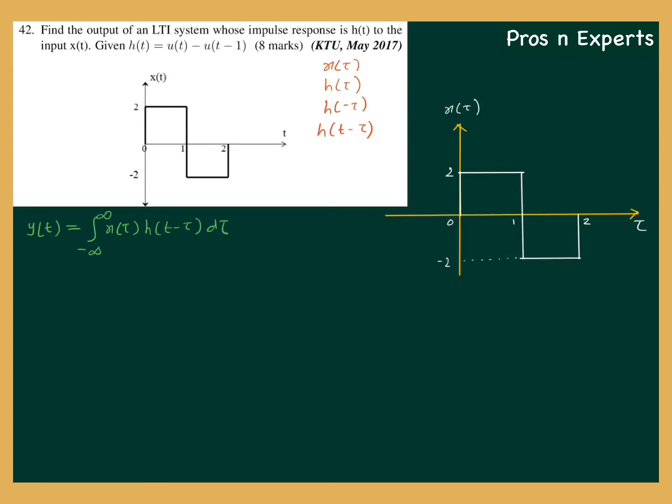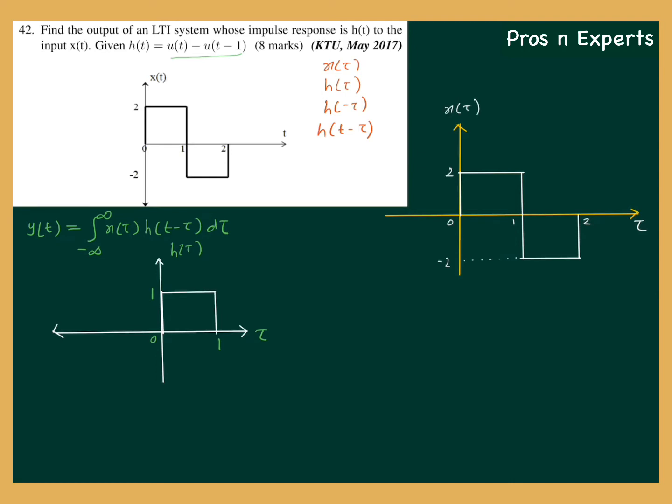So as a first step, I have drawn x of tau for you. That is the input, with the index tau. Next, I have to draw h of tau. In the question, it is given h of t equal to u of t minus u of t minus 1, so I'm directly drawing h of tau. This could be our h of tau, because it is u of t minus u of t minus 1. So it is a pulse from 0 to 1 with amplitude 1. u of t has amplitude 1.